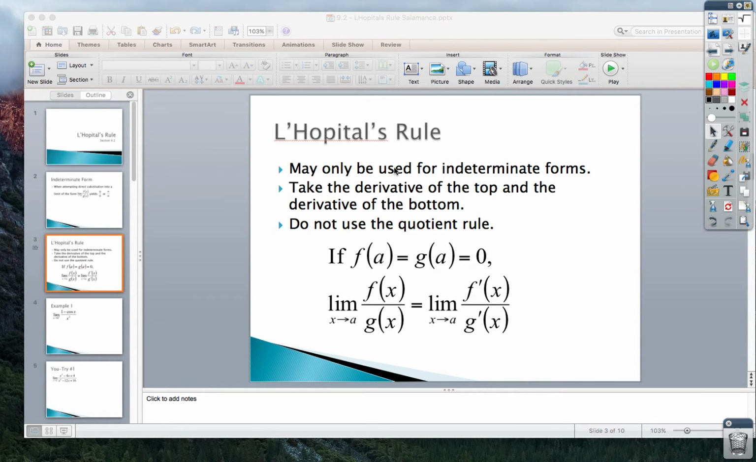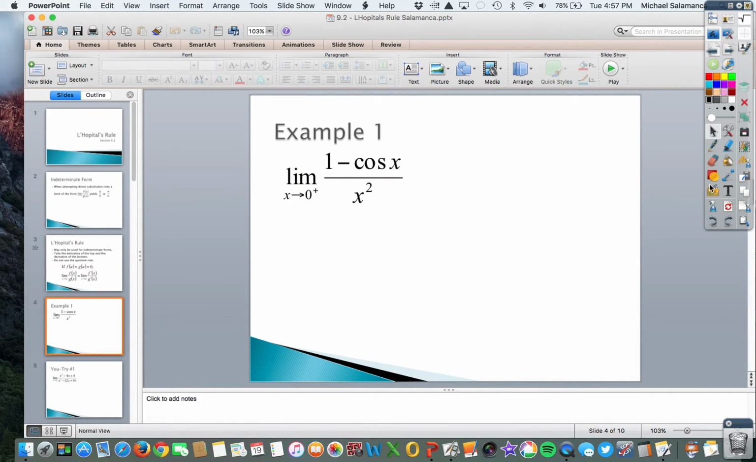Now, this may only be used for indeterminate forms. So remember, this can only be used when we do a direct substitution and that gives us 0 divided by 0, or infinity divided by infinity. When we use L'Hopital's rule, we take the derivative of the top and the derivative of the bottom. Keep in mind, we're not using the quotient rule, we're literally just taking the derivative of the numerator and denominator separately. So let's take a look at the next problem.